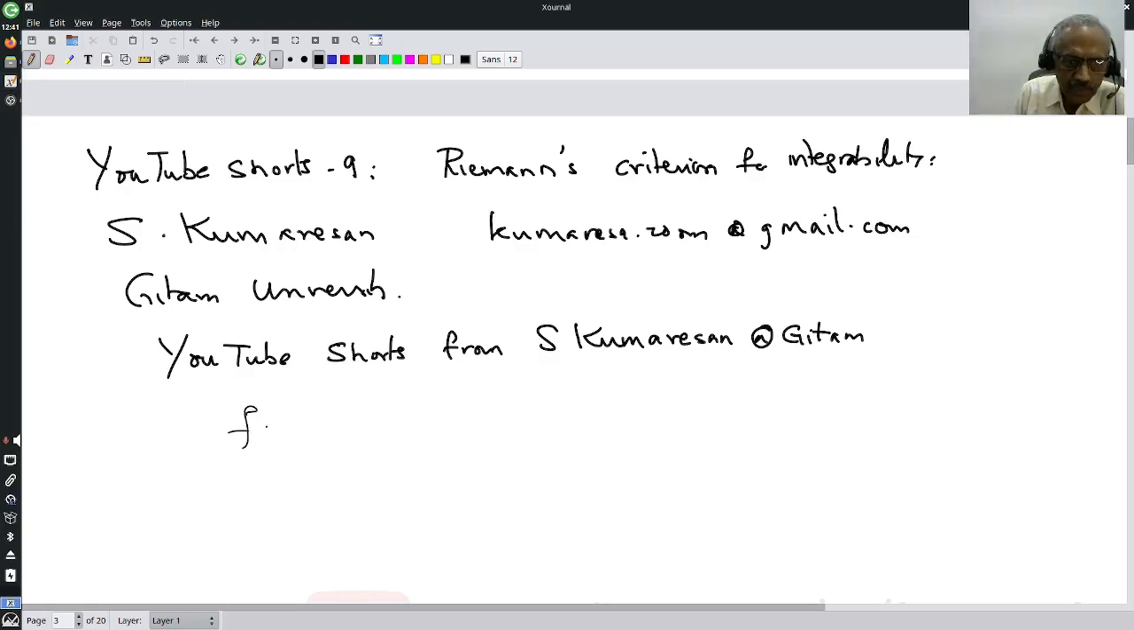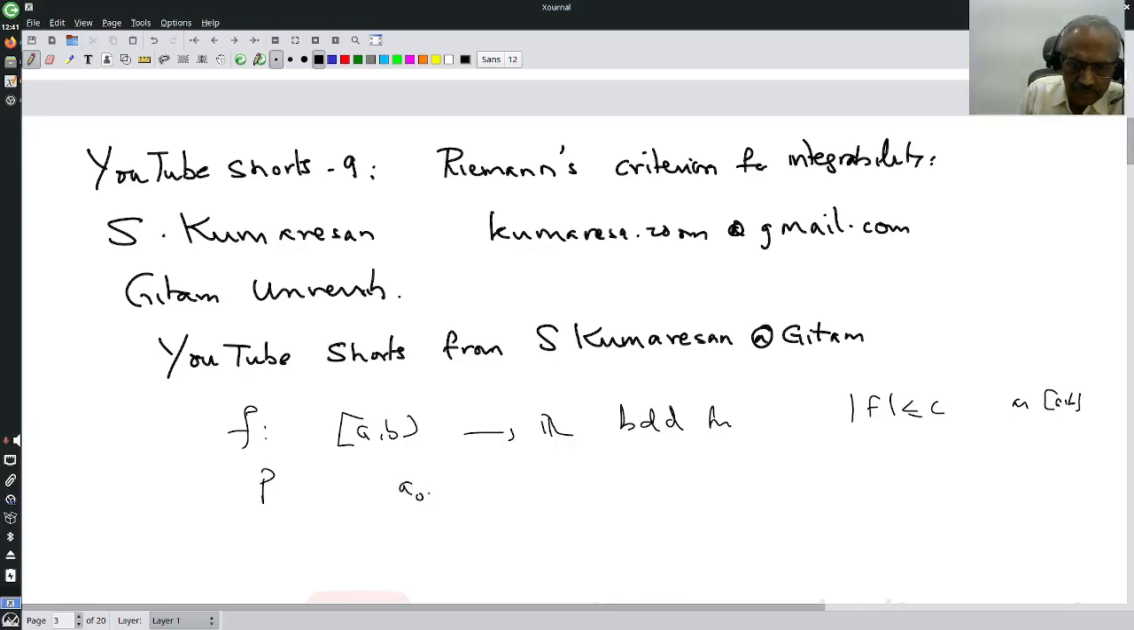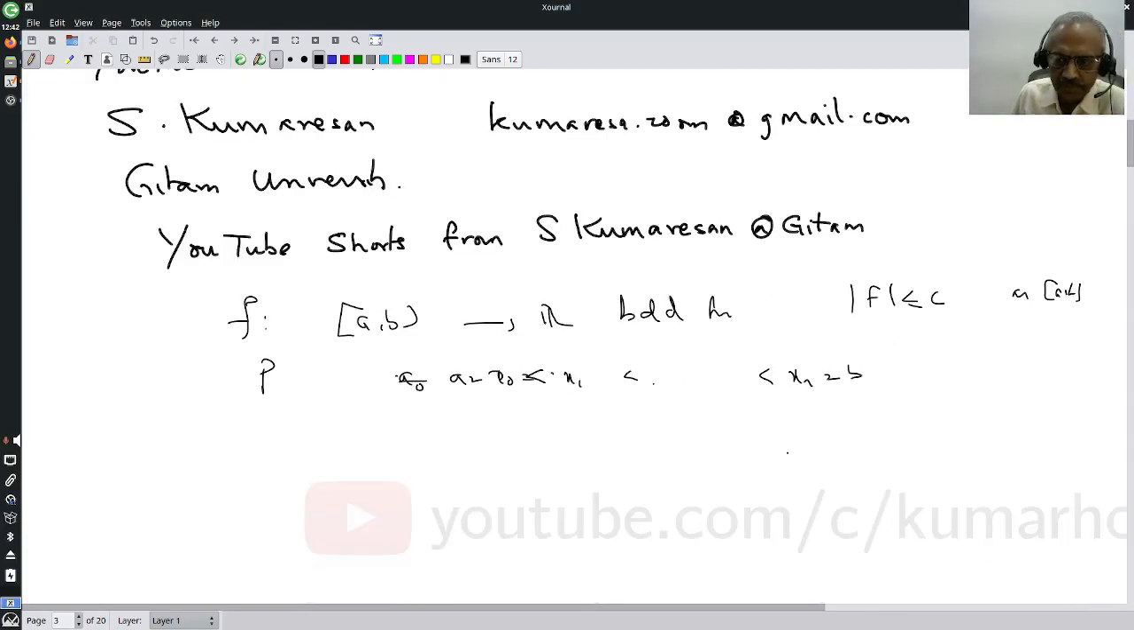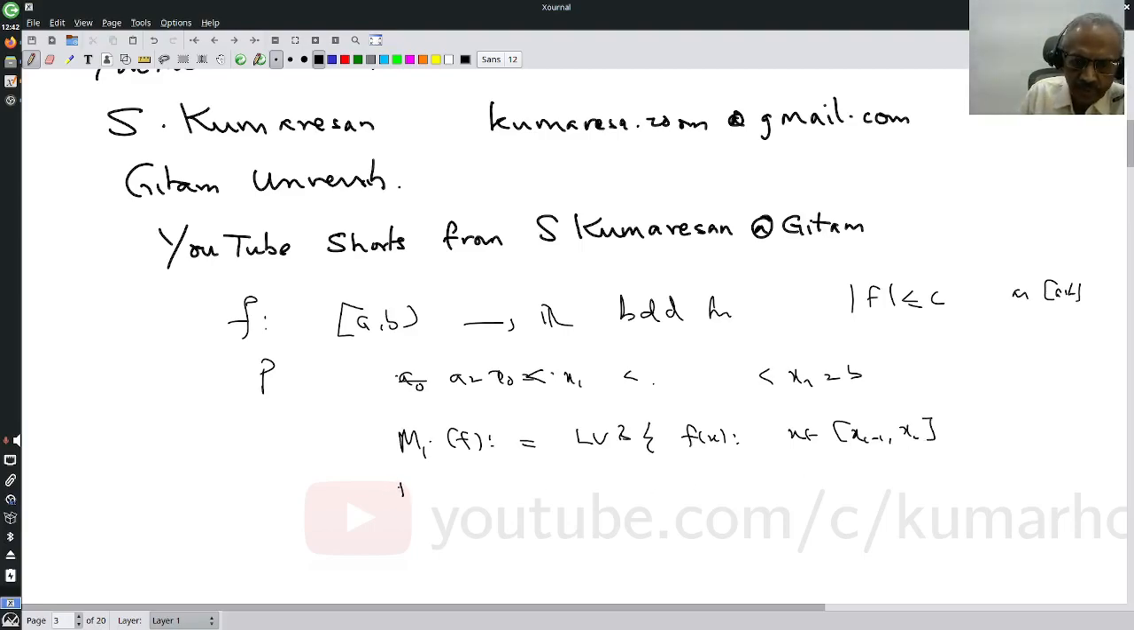Suppose I am not going into all the details: f from [a, b] to R is a bounded function, say |f| ≤ C on [a, b]. Let P be a partition, x_0 = a < x_1 < ... < x_n = b. Then we define M_i(f) to be the LUB of f(x) on the interval [x_{i-1}, x_i], and similarly m_i(f) will be the same thing where it is the GLB.